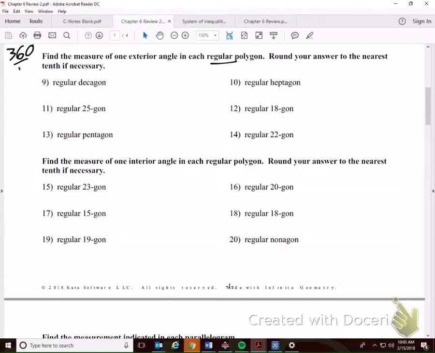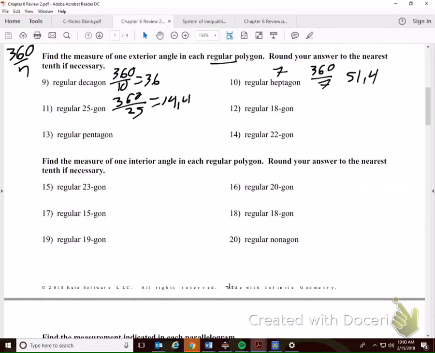So we just go 360 divided by the number of sides, and that gives us our answer. So for 9, we go 360 divided by 10. 36. Heptagon is 7. 360 divided by 7. 51.4. 360 divided by 25. 14.4. 360 divided by 18. 20.